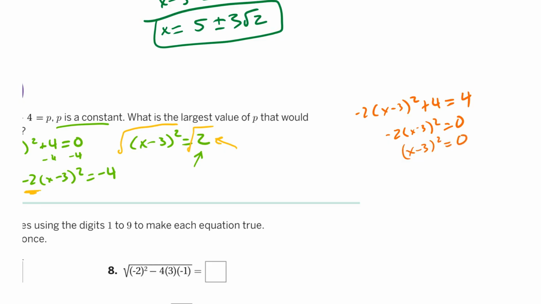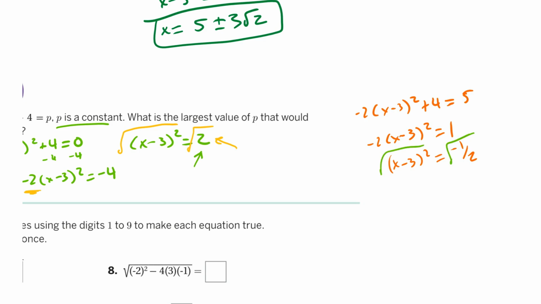And then when I square root, I just get x minus 3 equals 0. So that would give me one solution. And so basically, if I made it anything larger than 4, like for example, if I plugged in 5 here, I'd subtract 4 to get 1, and then divide by -2, which now gives me a negative number. So when I take the square root, I now get non-real solutions.